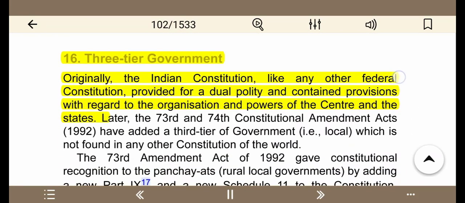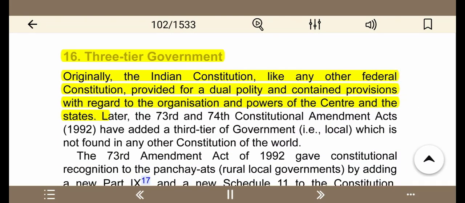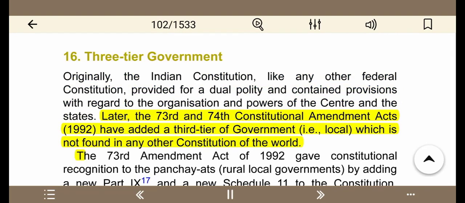16. Three-tier government. Originally, the Indian constitution, like any other federal constitution, provided for a dual polity and contained provisions with regard to the organization and powers of the center and the states. Later, the 73rd and 74th Constitutional Amendment Acts, 1992, have added a third tier of government, i.e., local, which is not found in any other constitution of the world.